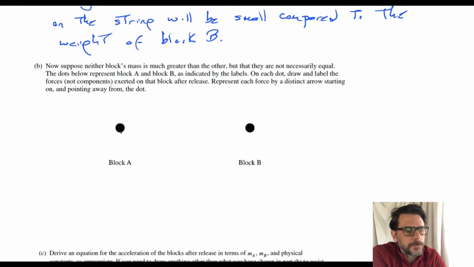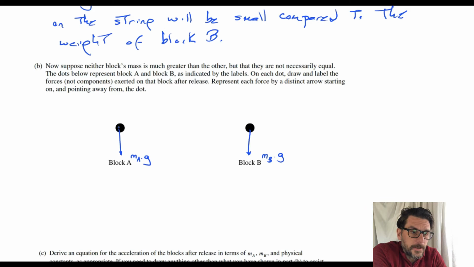First of all, each block is affected by its own weight, so pointing downwards, we'll label it as mass of A times gravity, or just weight of A. Same goes for block B, mass of B times gravity. They are on Earth, they are affected by their own weight.